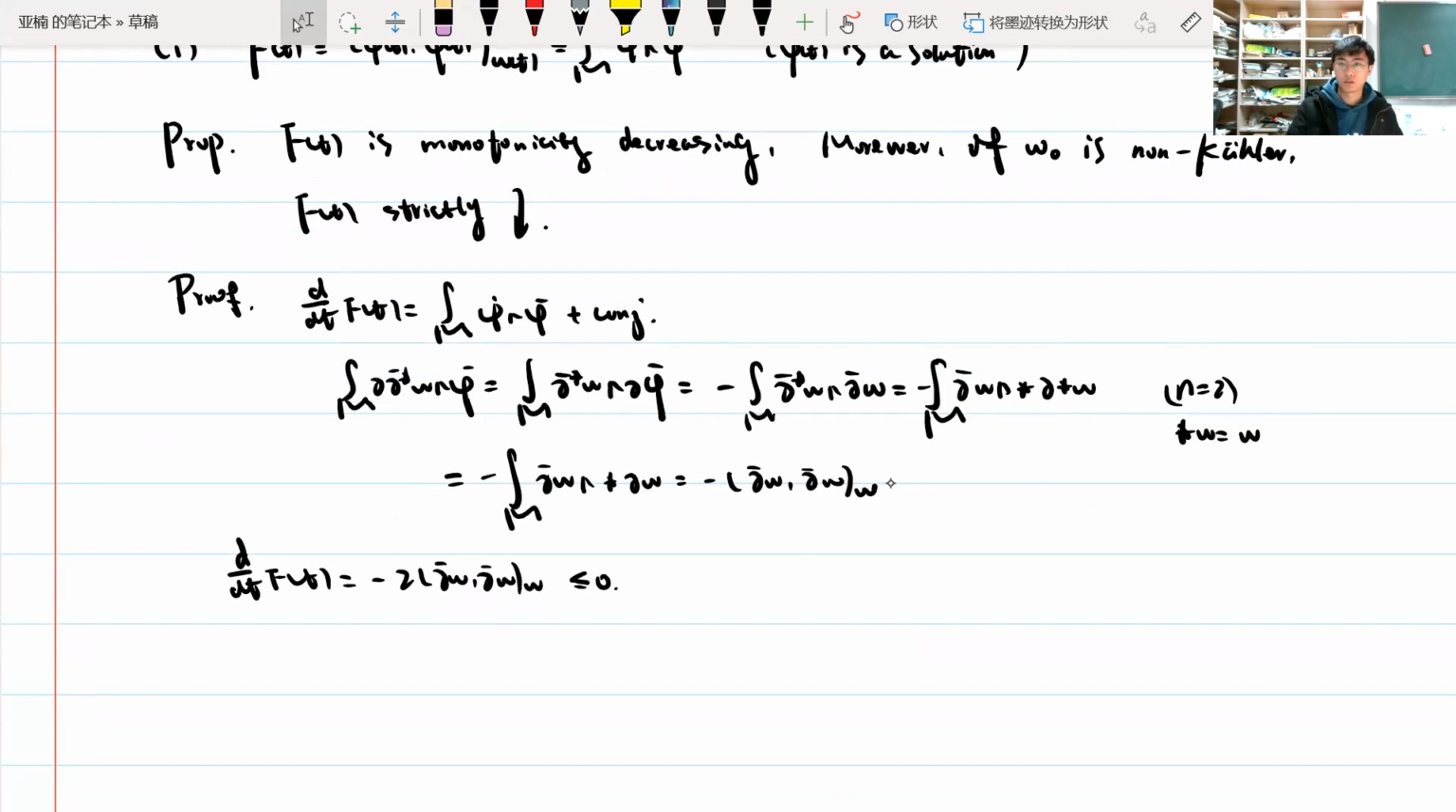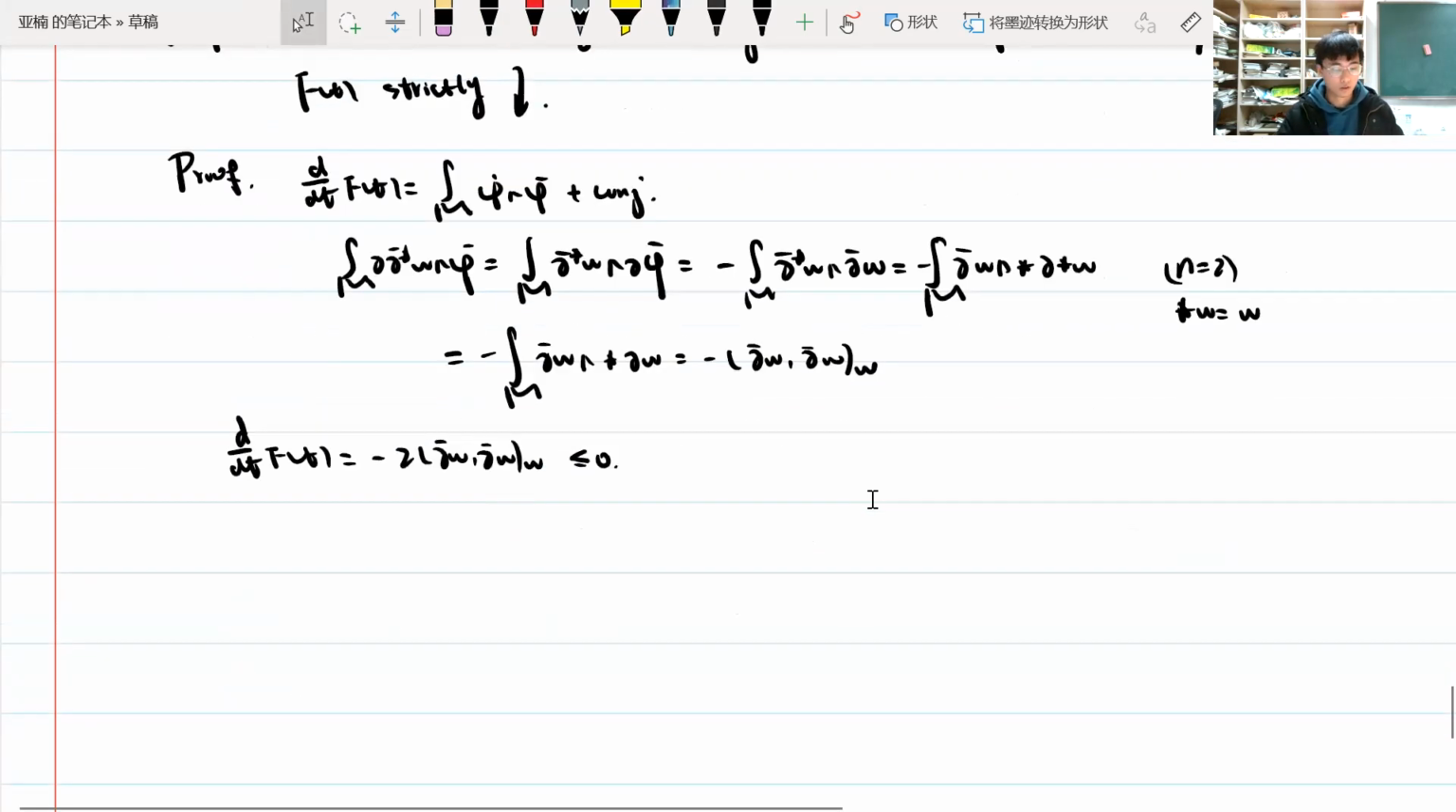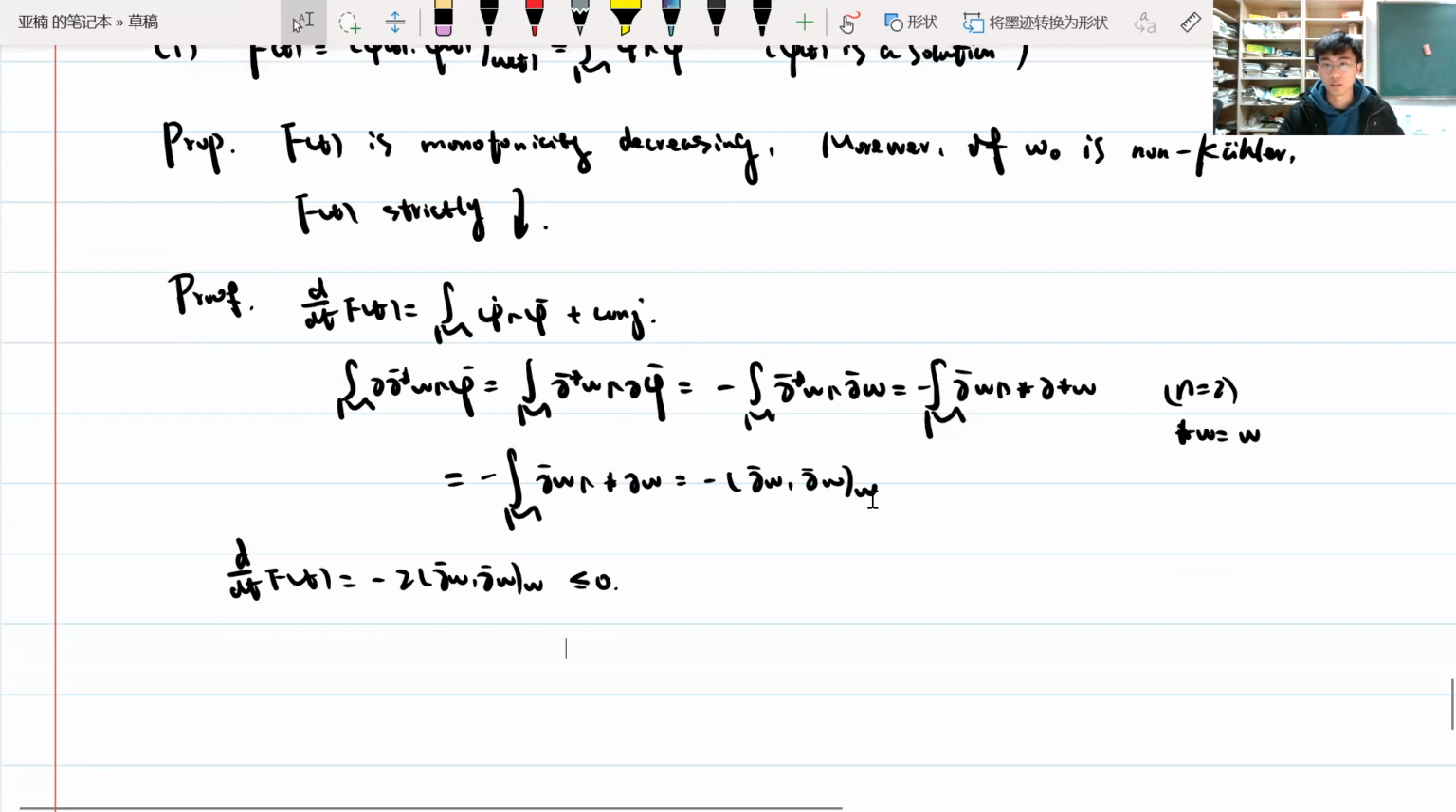And if the initial condition omega 0 is non-chiral, then the solution is always non-chiral, because if the initial condition is chiral, the Fourier closed flow is just a chiral-Ricci flow.